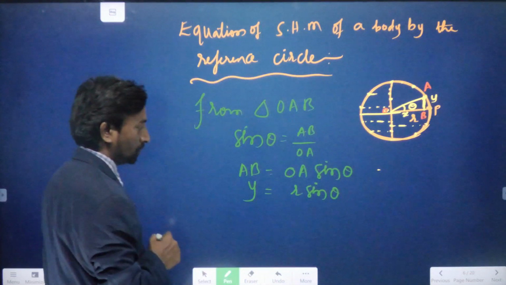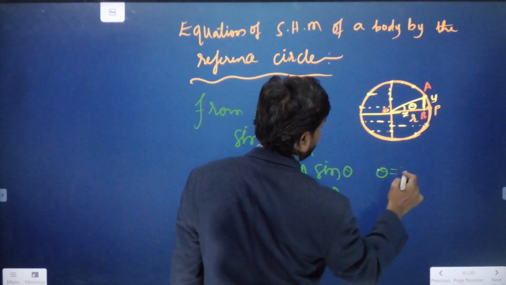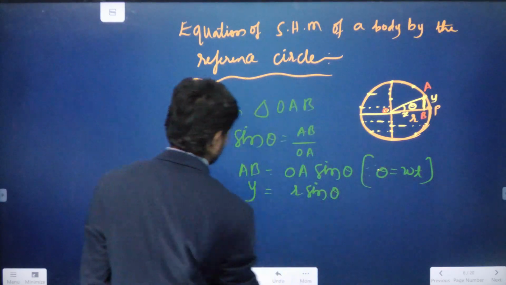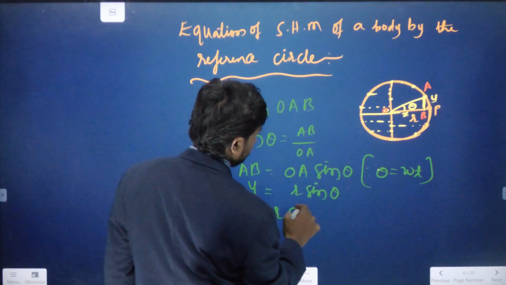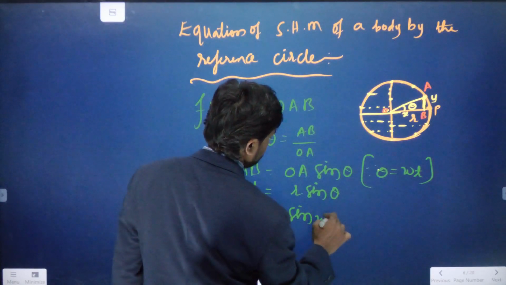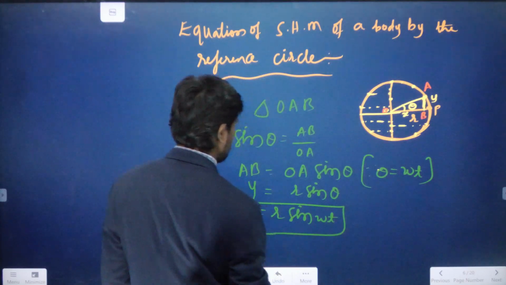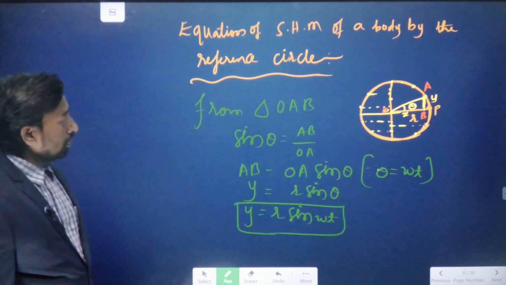R sin theta. Okay. So now theta, in terms of angular frequency, we can write as omega t. So if you change it, then y is equal to r into sin of omega t. So this is a displacement equation.